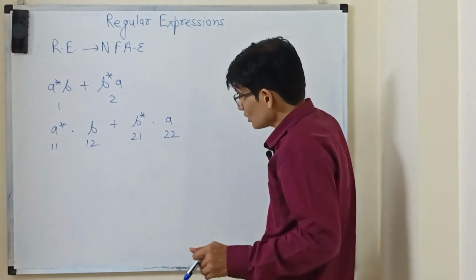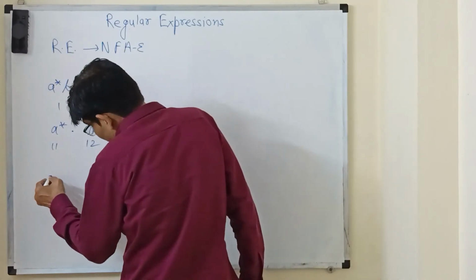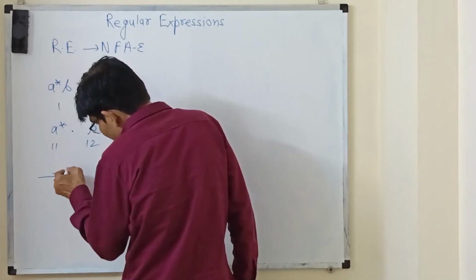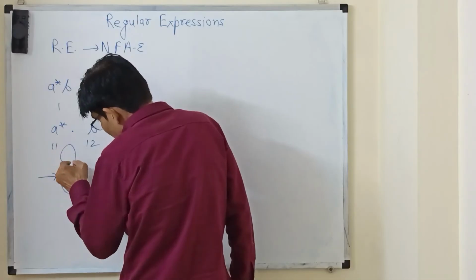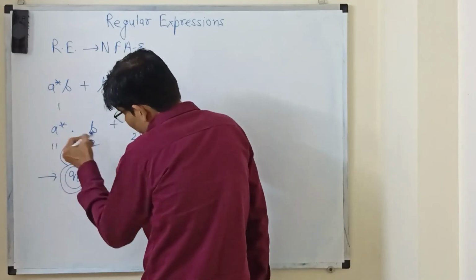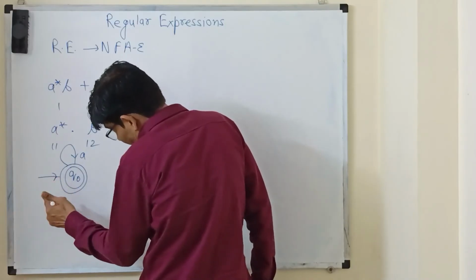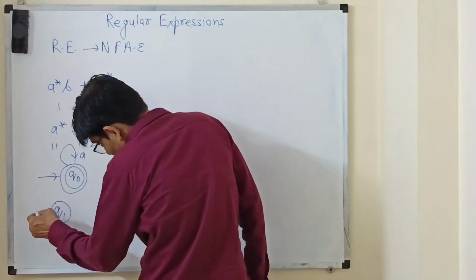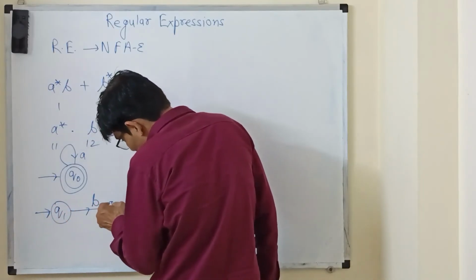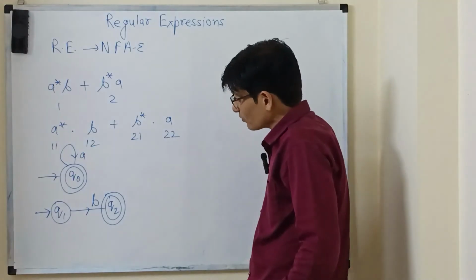Let's see. So now we can create a machine for this. First we can create a machine for this. So we can have a single state q0, which will also be the final state. So this would be a, and this is the machine for a asterisk. Then for this we will have q1 as the initial state, and a single transition of b will be there, and it will reach q2. So this would be the final state for the second part 1 2.